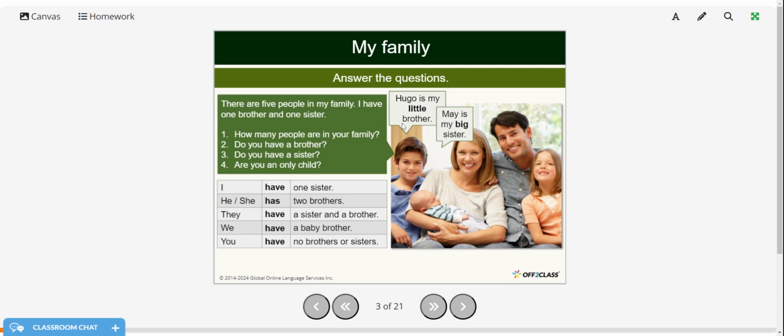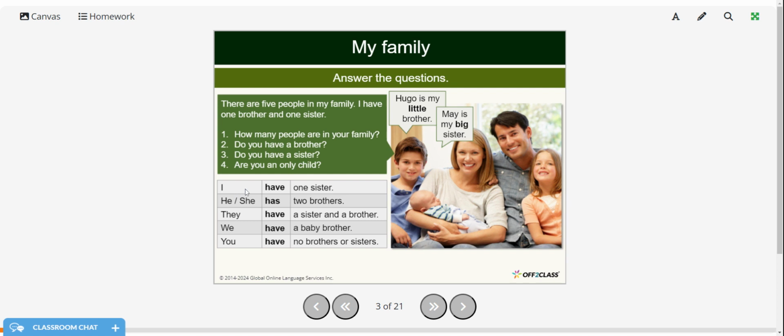All right, so here we have an example. We have some adjectives that describe the words. Hugo, the baby, is my little brother, small or younger brother. May is my big sister, so she's older than Kai.